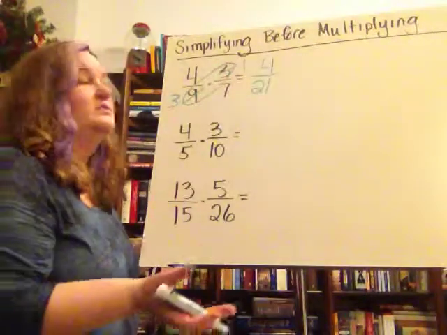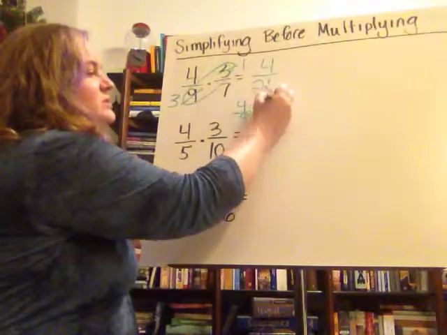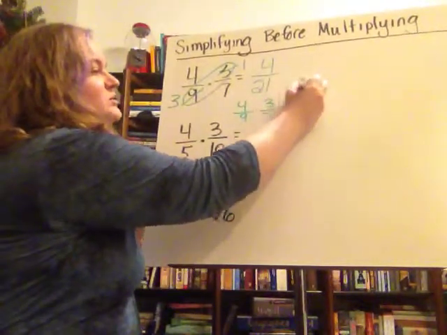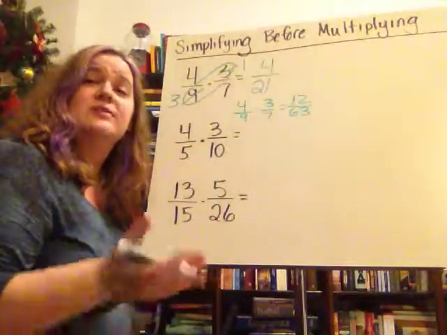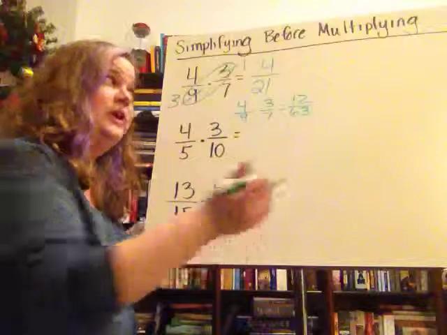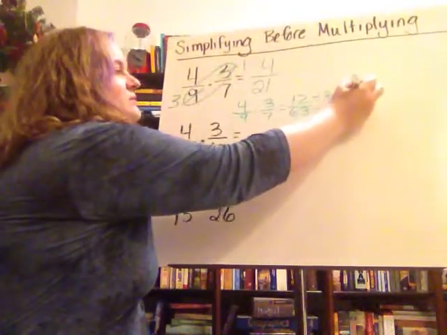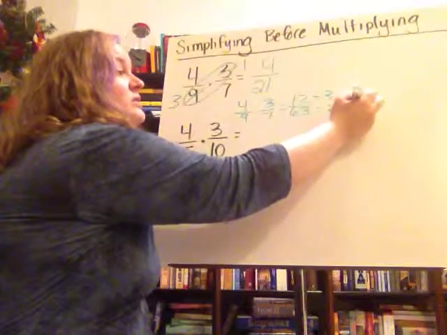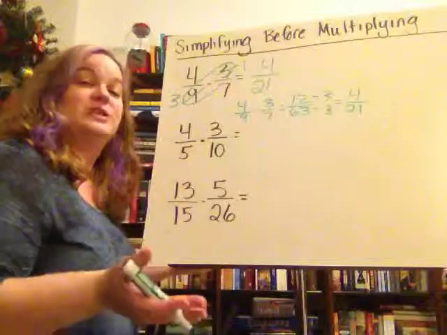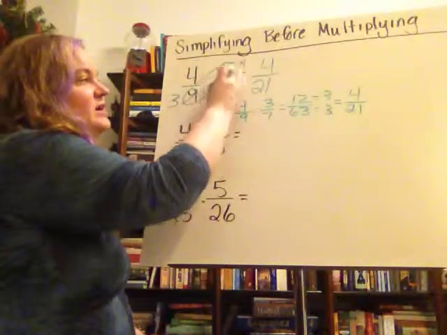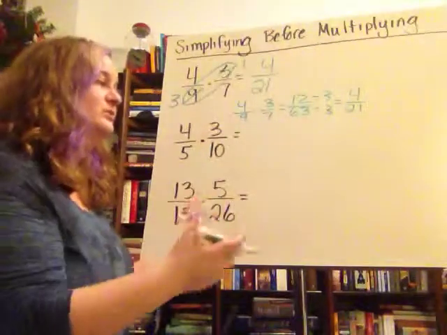Now, if I didn't simplify ahead of time, if I simply did 4 ninths times 3 sevenths, I would end up with 12 over 63. Well, both of those have a common factor of 3. So I would then have to divide by 3 afterwards. And you end up with the same answer. So in multiplication and multiplication only, you can actually simplify a common factor if there's a numerator and denominator that have that common factor beforehand.